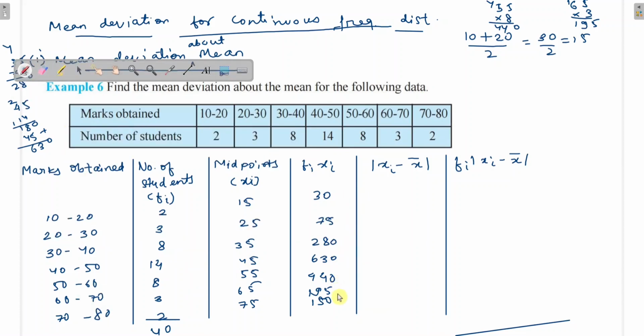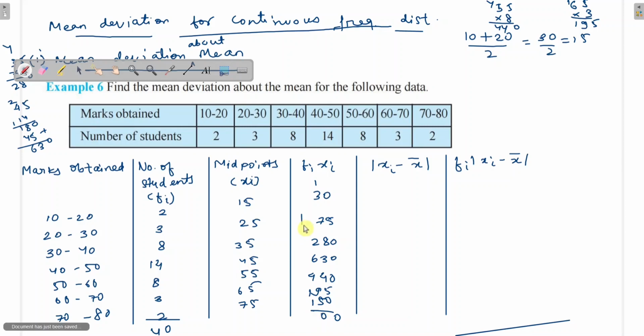So 5 plus 5 is 10, 1 borrowed, 3 plus 1 is 4, 4 plus 7 is 11, 11 plus 8 is 19, 19 plus 3 is 22, 22 plus 4 is 26, 26 plus 9 will be 35, 35 plus 5 will be 40.